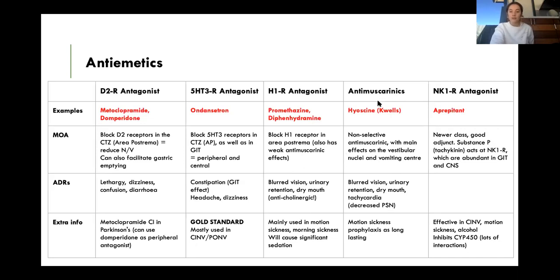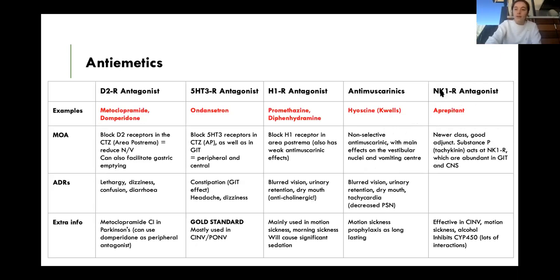Your antimuscarinic main example is hyoscine, or Quells. This is for motion sickness. Quells, I used to have to take them, so I found that helped me remember for motion sickness. And they're really long acting, so you can take them before travel and they work as prophylaxis. They're non-selective antimuscarinics with effects in the vestibular nuclei and the vomiting center in the brain. But again, your side effects are these anticholinergic effects. So they decrease your parasympathetic nervous system, so you're going to get less salivation, urinary retention.